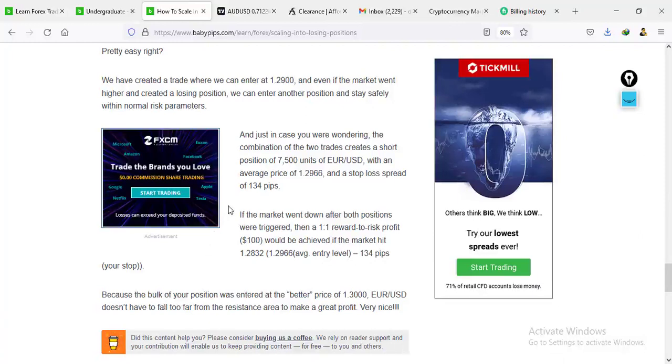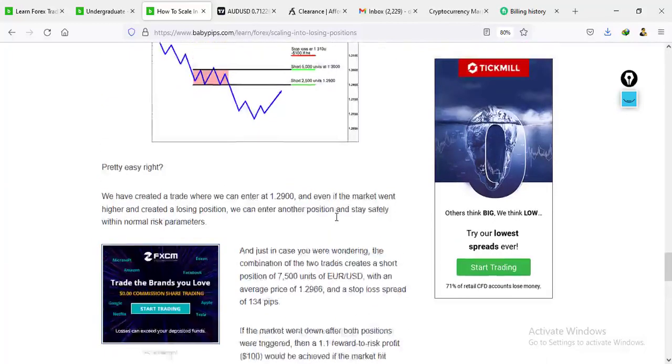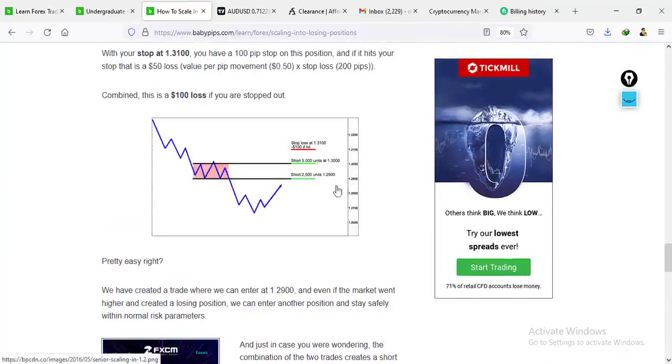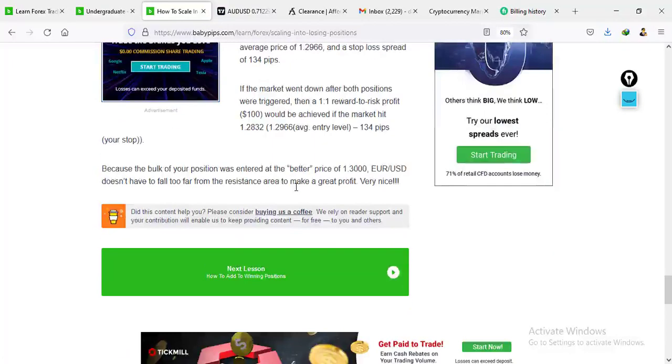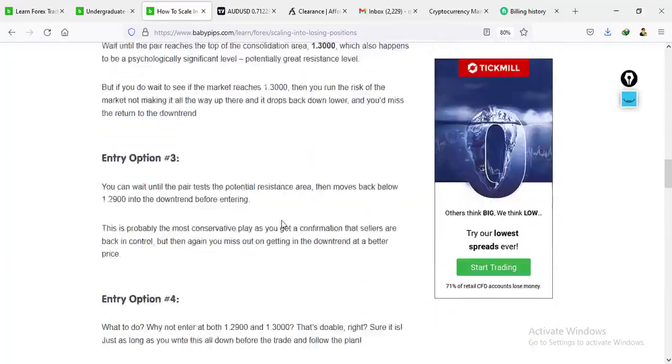Why? Because those two positions with a risk to reward ratio of 1:1 will give you your profit margin back. Okay, and you exit the market without any loss. Why? Because the bulk of your entry position was at 1.3000. Okay, not at 1.2900. It's at 1.3000. And from here to here and from here to here, a 1-to-1 risk to reward ratio will give you your money back. So that is the end of scaling in. Right? Yeah, scaling into your positions, how you add into your positions.